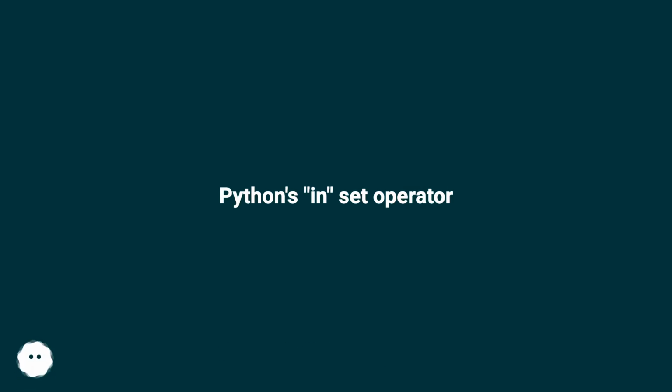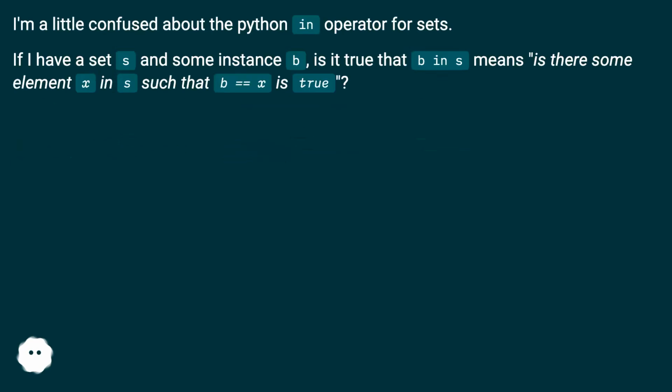Python's in operator for sets. I'm a little confused about the Python in operator for sets.